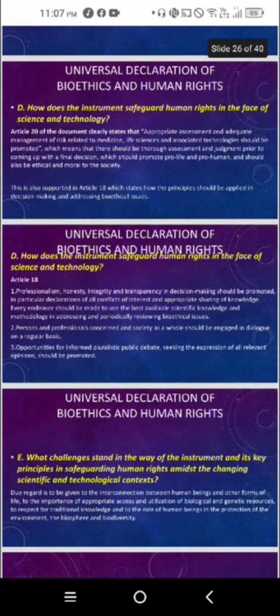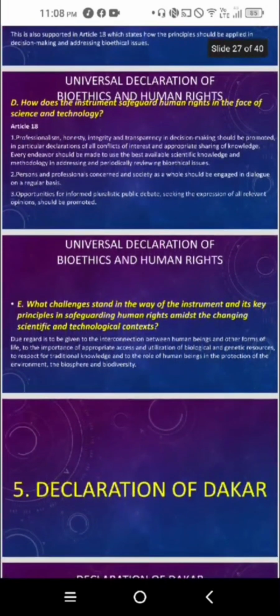How does the instrument safeguard human rights in the face of science and technology? It's Article 20 of the document that clearly states that appropriate assessment and adequate management of risks related to medicine, life sciences, and associated technology should be promoted, which means that there should be thorough assessment and judgment prior to coming up with a final decision. We should promote pro-life and pro-human, and should also be ethical and moral to the society. This is also supported in Article 18, which states how the principle should be applied in decision making and addressing bioethical issues.